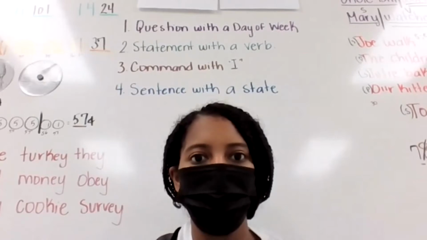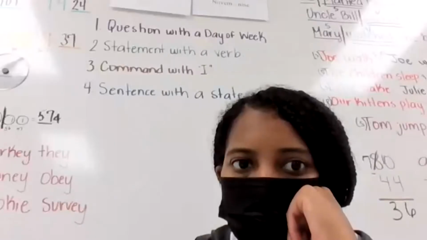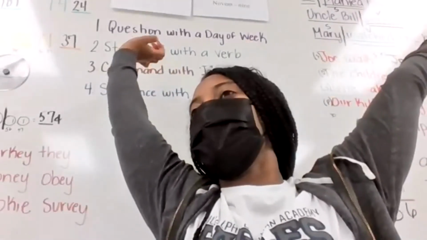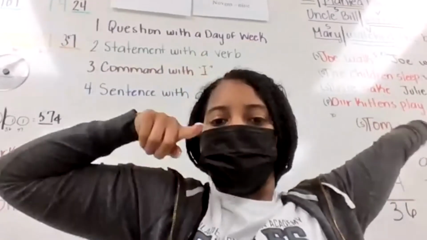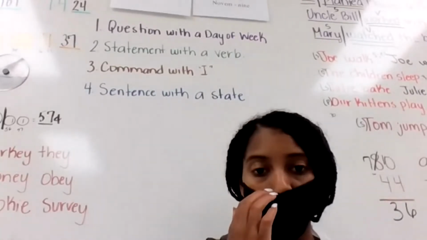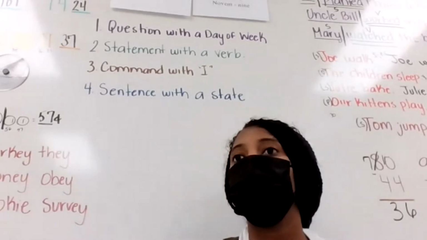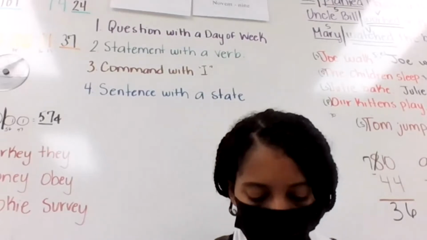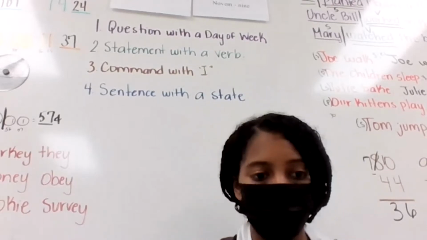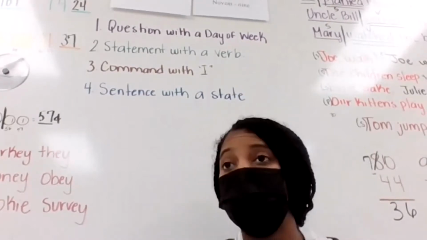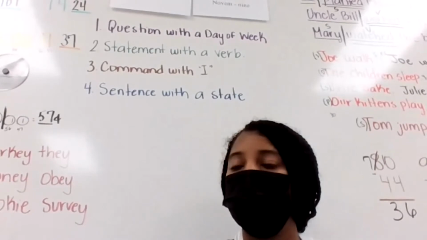Okay? All right, so I'll give you some time to work on it. Let's share some of our sentences. Okay, so number 1, a question sentence with a day of the week. What have you got? Are you going to the birthday party on Sunday? Good. Carson? I asked my friend if I can go to the park. Okay, what's your day of the week?